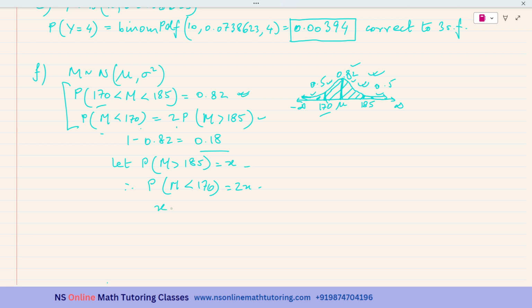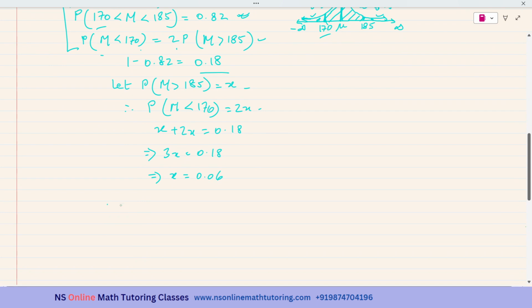So x plus 2x is equal to 0.18, or 3x is equal to 0.18. Therefore, x is equal to 0.06. 0.18 divided by 3 is 0.06. So therefore P of m less than 170 is equal to 2x. 2 times 0.06 is 0.12. And P of m greater than 185 is equal to 0.06.